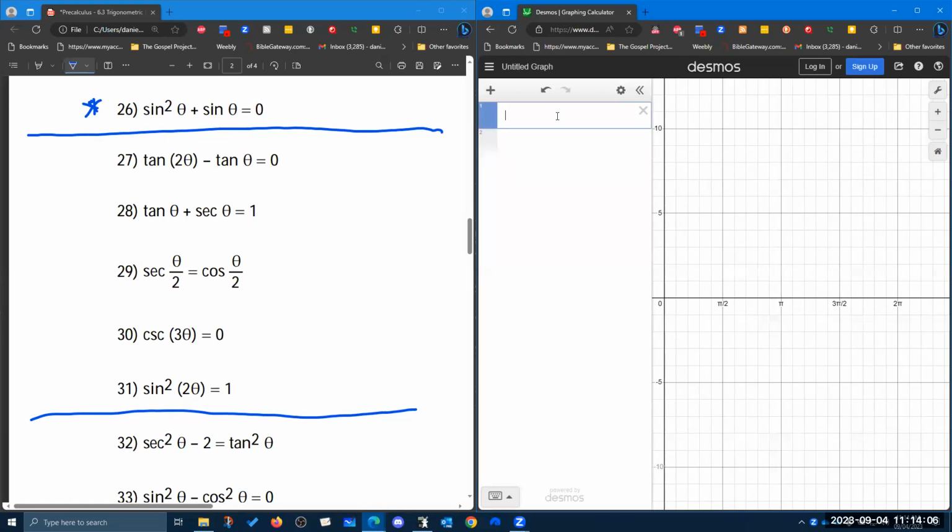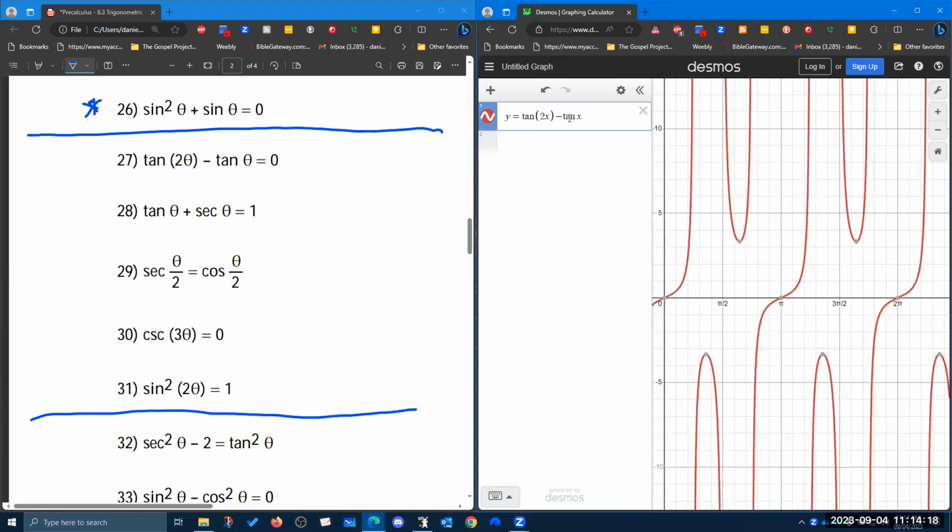And we're going to get going here. I'm just going to use x's instead of thetas. It's the same thing to the calculator. So y equals tan of 2x minus tan of x. And I'm going to look for answers that are on the x-axis between 0 included and 2 pi not included. So my answers to this are going to be 0 and pi.